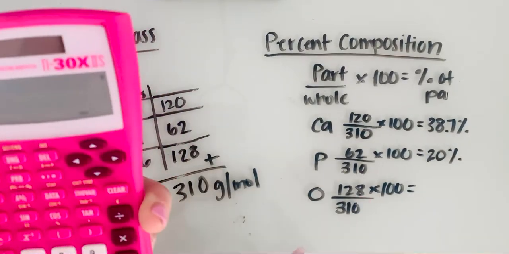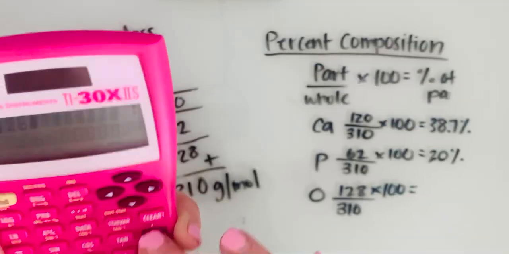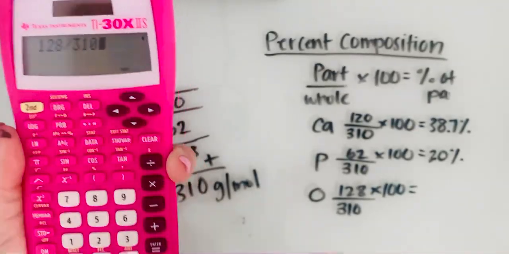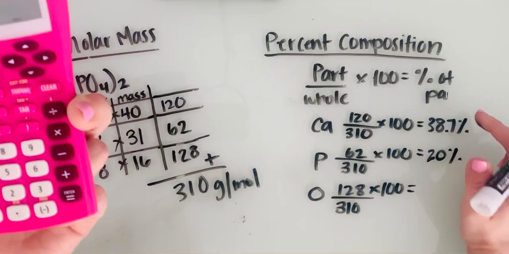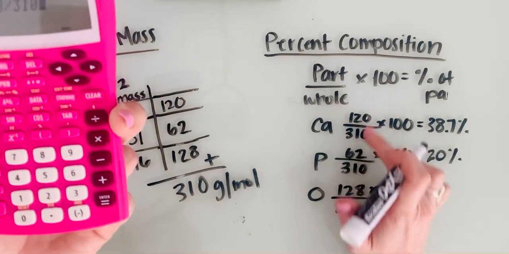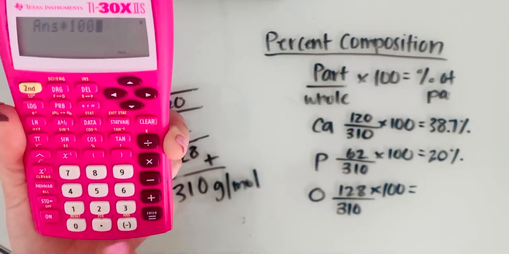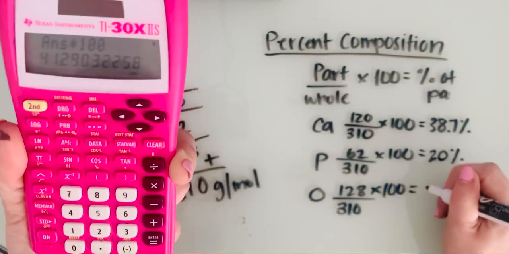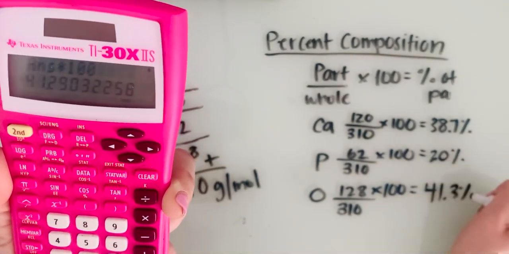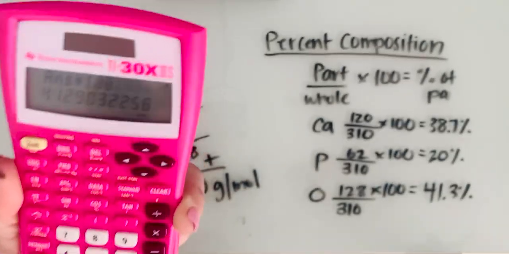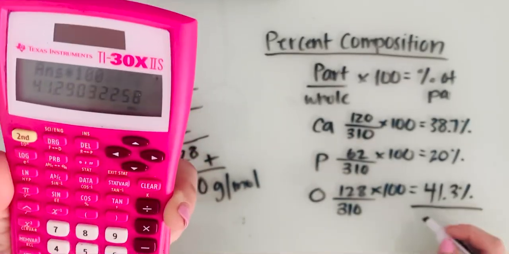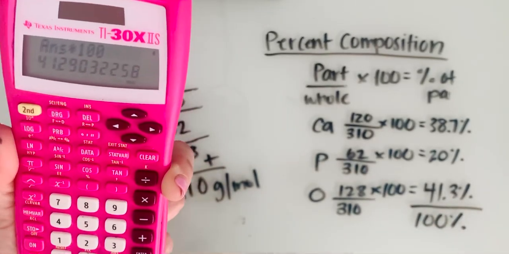Okay, next. 128 divided by 310. Before I even put this in the calculator, I know that this percentage should be higher than this percentage because I see that 120, this one's 128, times 100, or I can move it twice, 41.3%, which makes sense. If I add this all together, I have 100% of the compound.